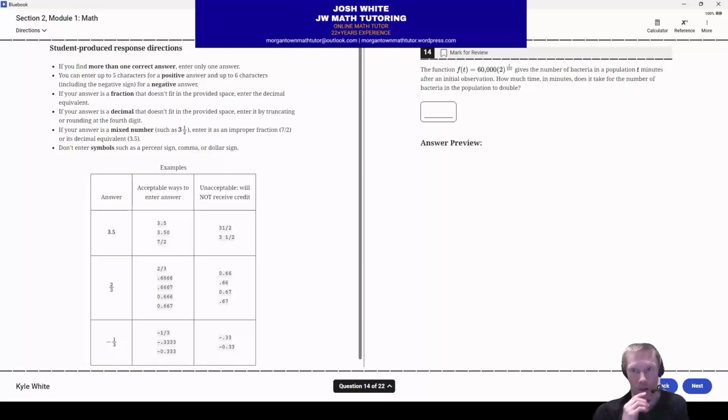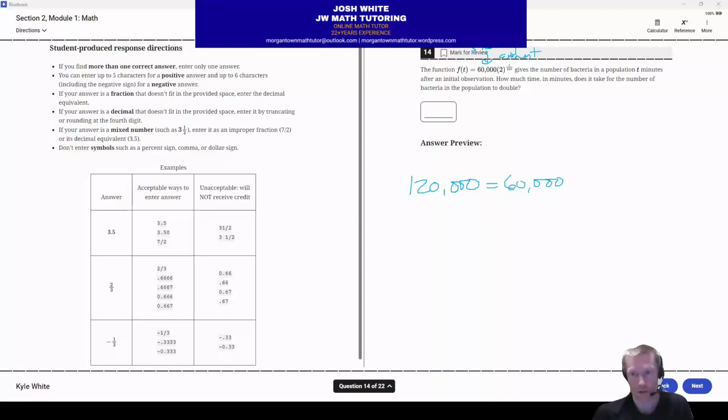Now for question number 14, this is again a student-produced response, or basically a free response that we have to type in. You have an exponential function, and basically this is the number of bacteria t minutes after some initial observation. How much time does it take for the number of bacteria to double? Hopefully you notice that this number out front, the 60,000, is the initial or starting amount. That's always how exponential functions are set up. So for it to double, the amount we would end up with after whatever period of time would be double that, or 120,000.